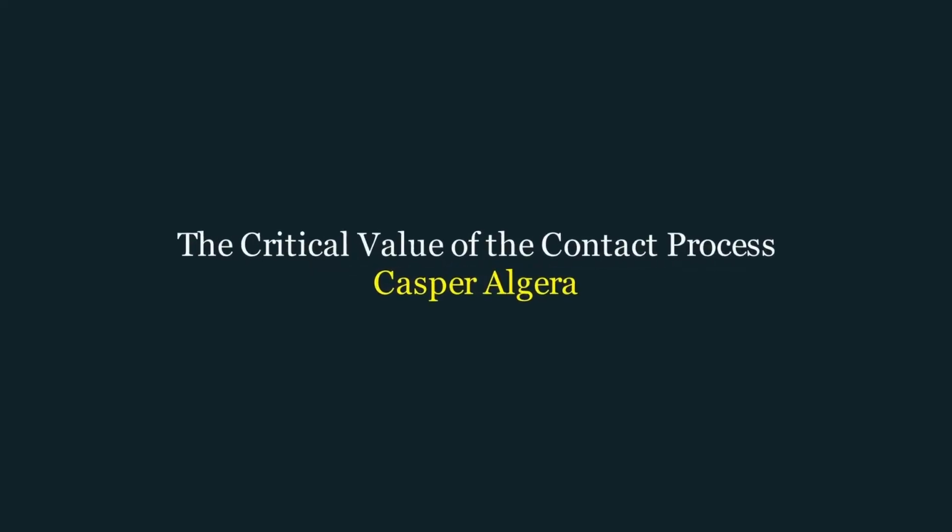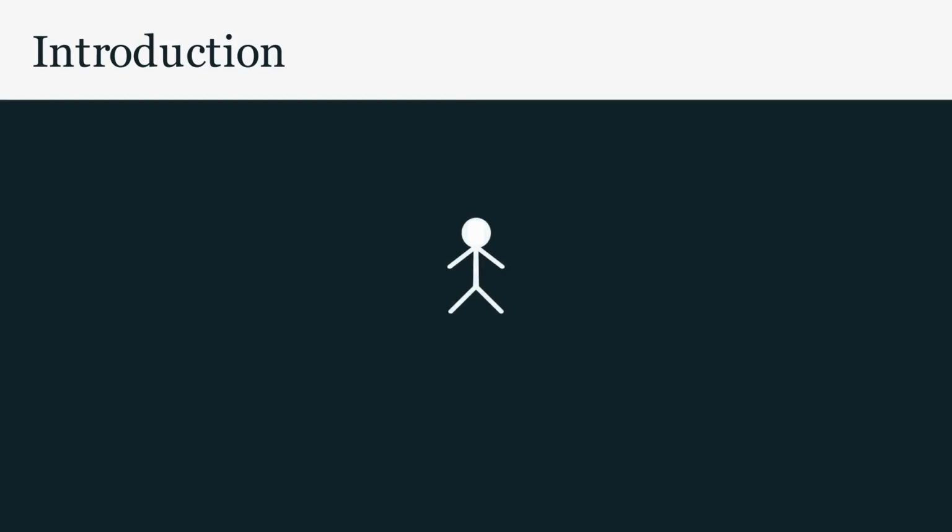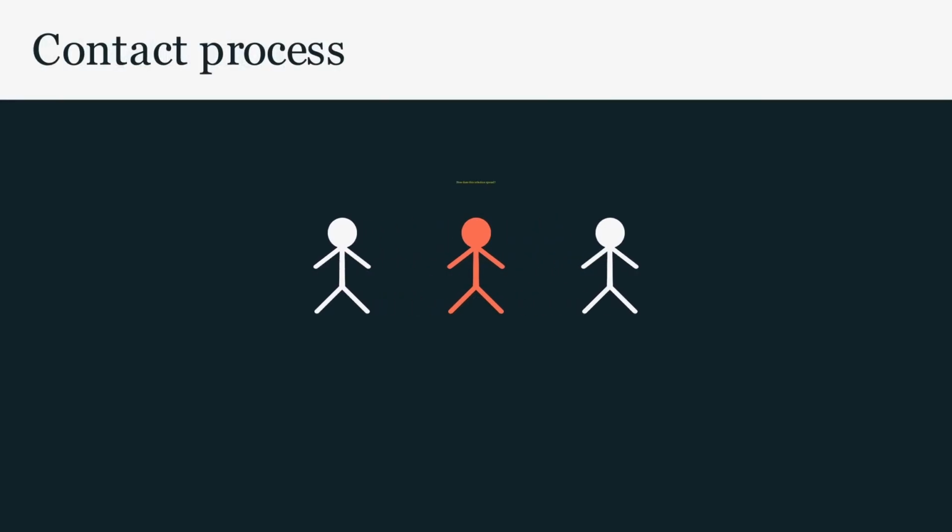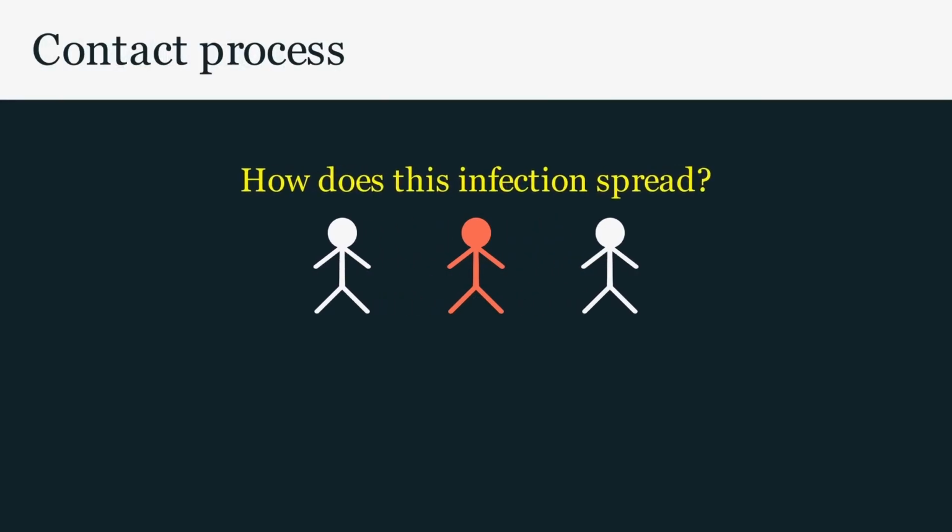In this video, I'd like to tell you something about the contact process. Let us start with a stick man. This stick man will get sick, and we will give him 2 neighbors for him to infect. We will need to make some assumptions about how this model works.